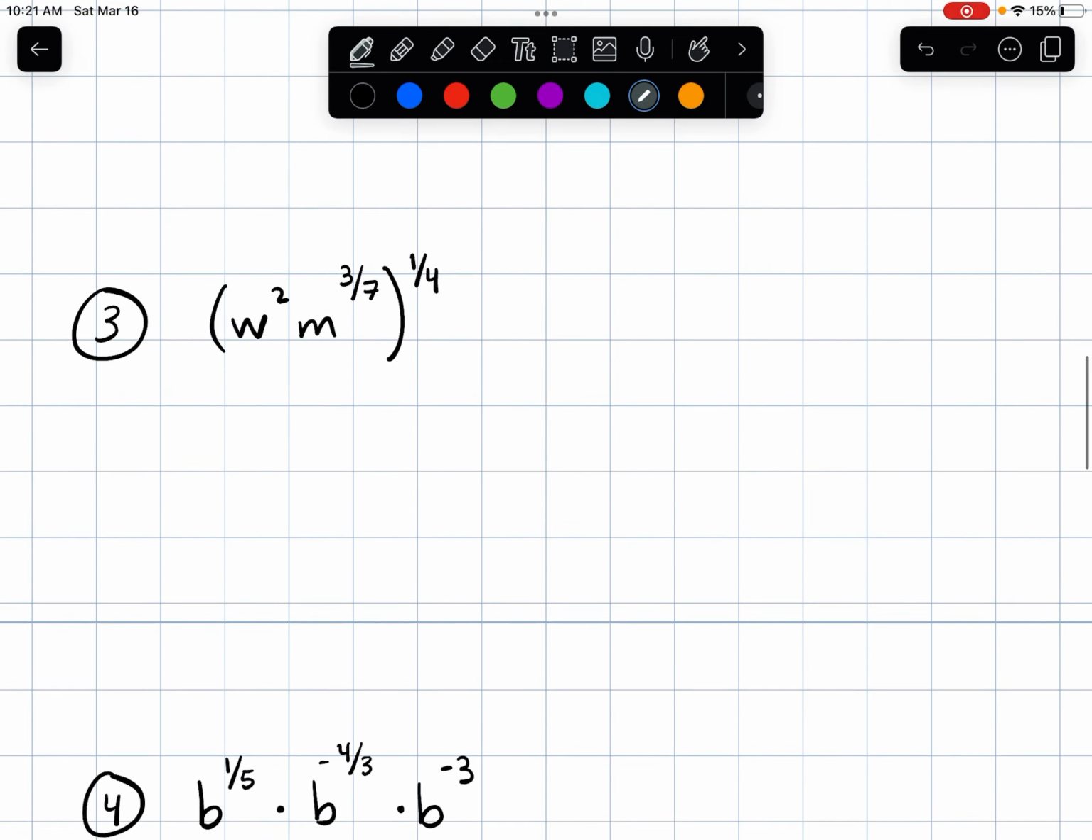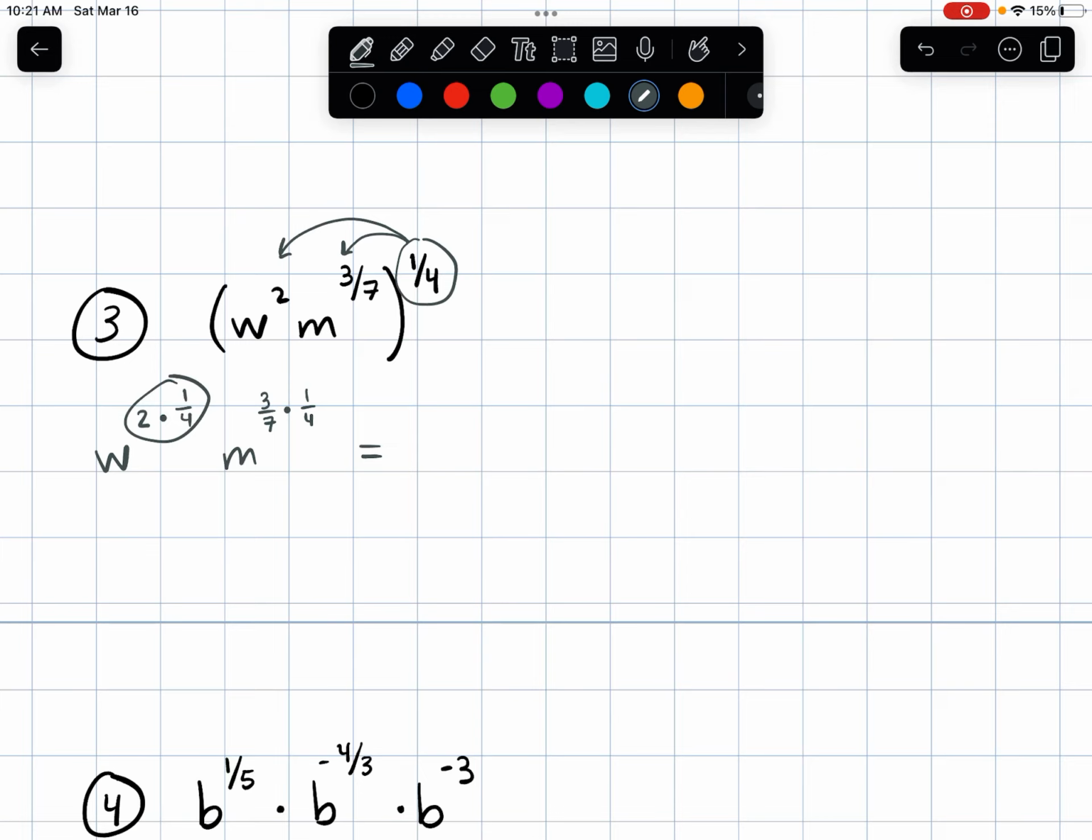All right. Problem number 3. I see that this 1/4 is going to need to be applied to both w squared and m to the 3/7 power. Okay, it's not technically distributing, but you can sometimes think of it like that same kind of concept. So if I apply that 1/4 exponent to the w, that would be w to the 2 times 1/4 power, and then m to the 3/7 times 1/4 power, right? That 1/4 gets multiplied by the 2 and multiplied by the 3/7.